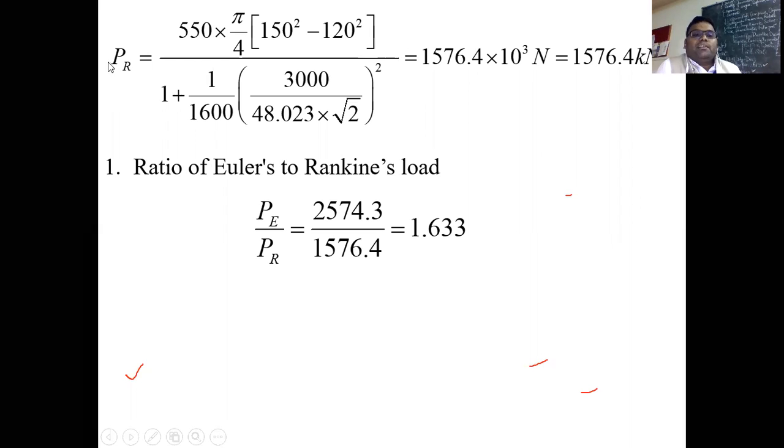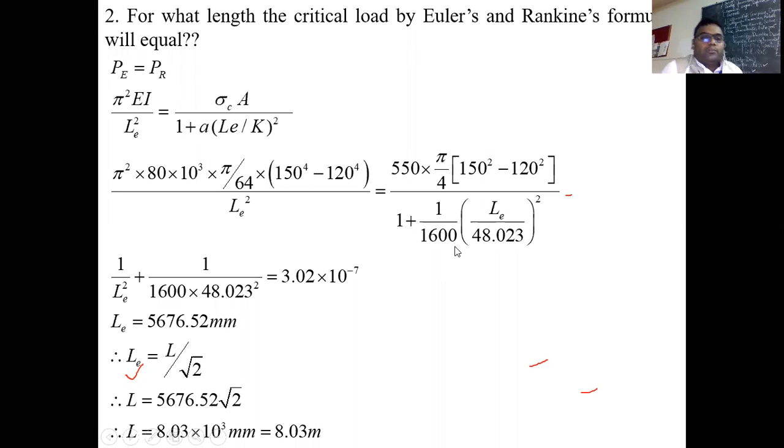Now from this we can calculate the value of the Rankine crippling load, by using the Rankine formula. PE we have already calculated, and right now we have calculated the value of PR, and we take the ratio of both. So we can get 1.633.